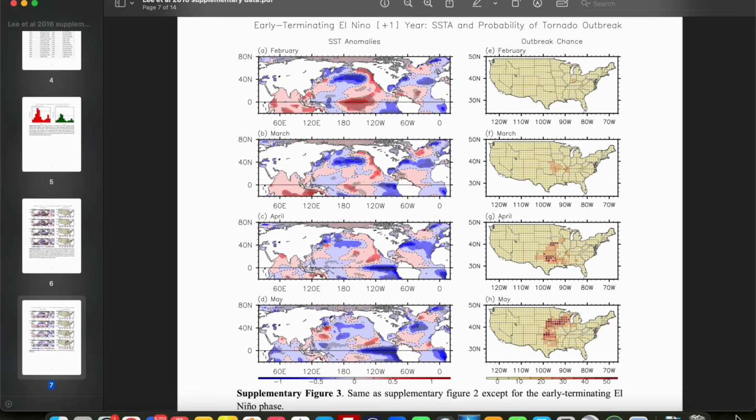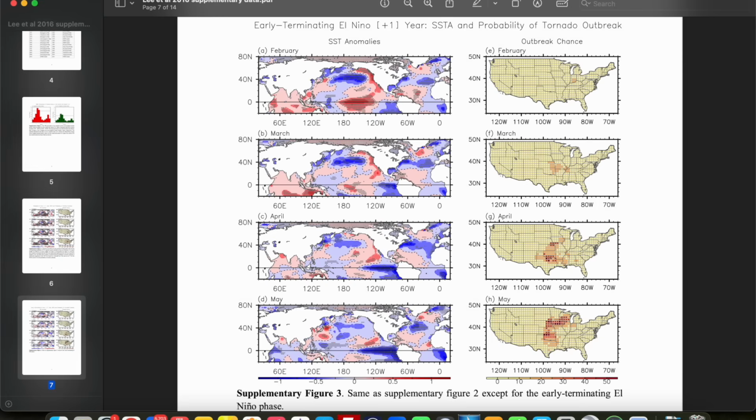Here are their findings taken from the supplementary data accompanying their 2016 paper. Conceptual month-by-month sea surface temperature anomalies for an early terminating El Niño are on the left. It's not a perfect match. In their model, cold anomalies fully take over by May in the equatorial Pacific, which is a bit premature for what's forecast this year, but it's a decent match nonetheless.